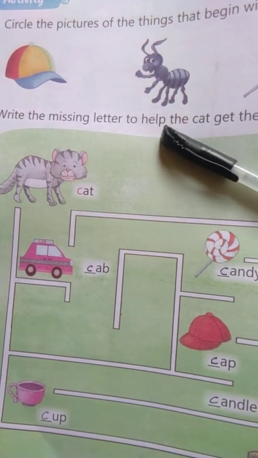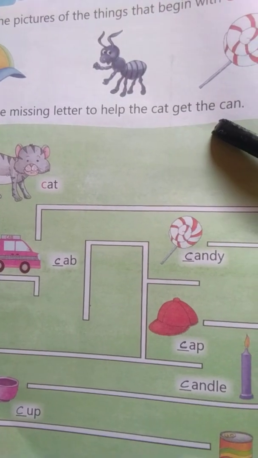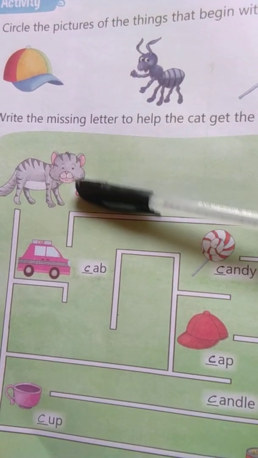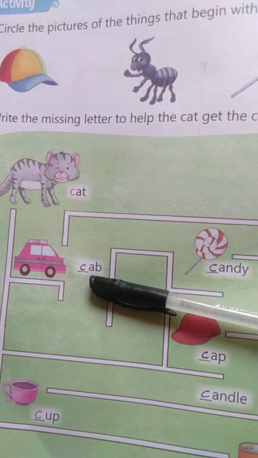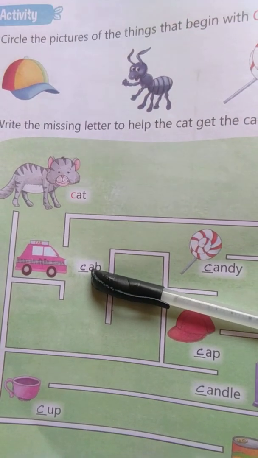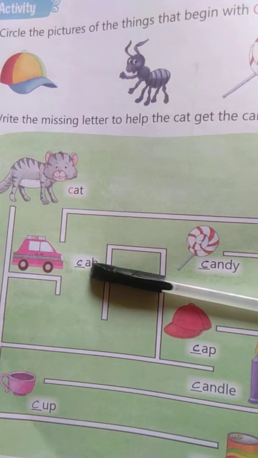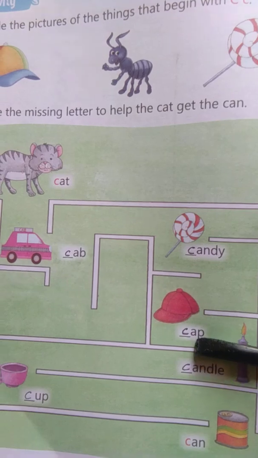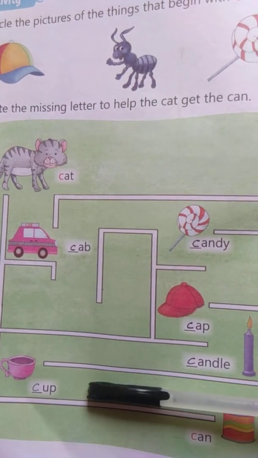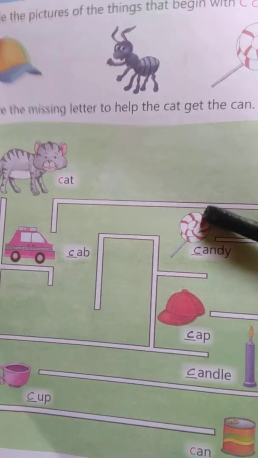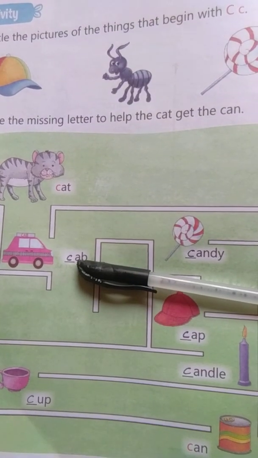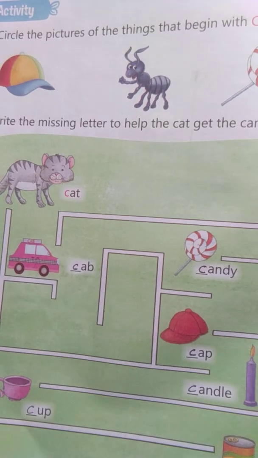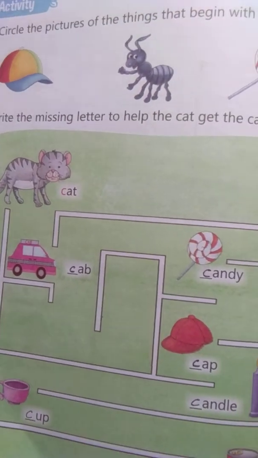Write a missing letter to help the cat get the can. So we have to help the cat by adding the missing letters. So you can see here cap, candy, cap, candle, cup. All these words have the missing letter C. So you have to write it in your test book. I hope everyone has understood.